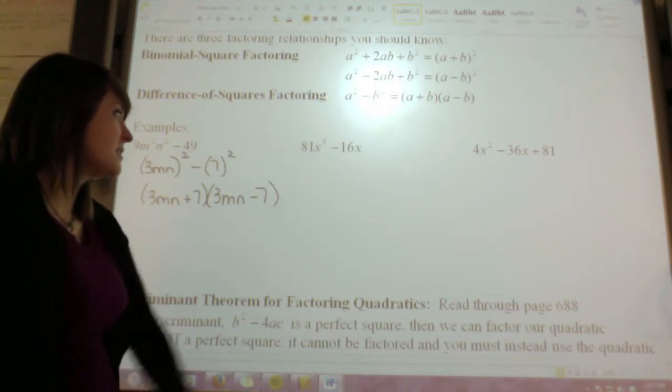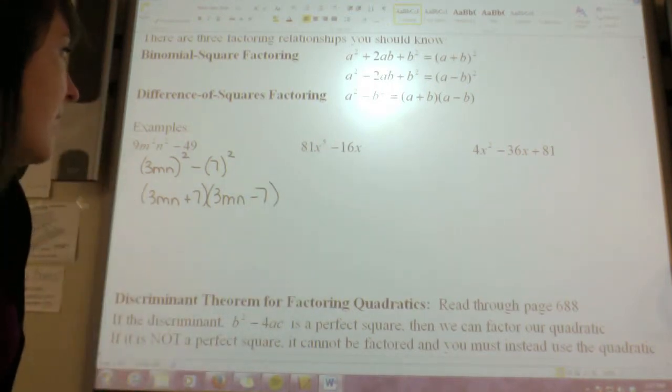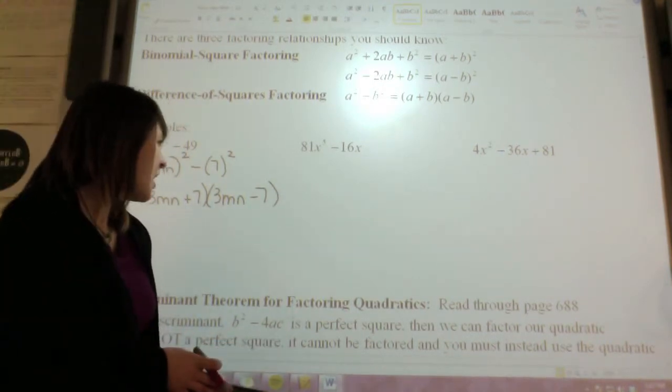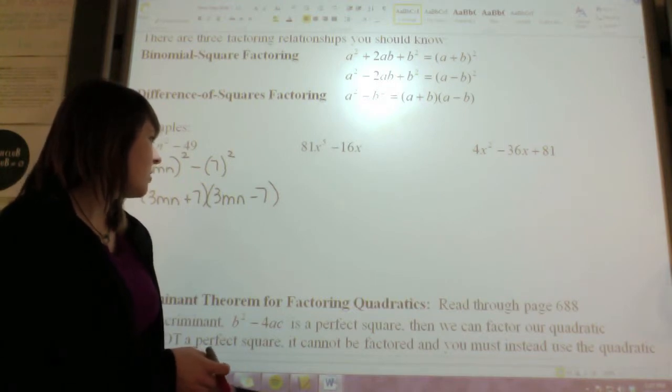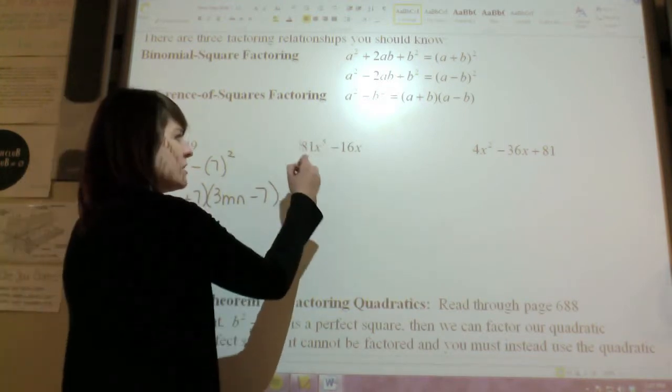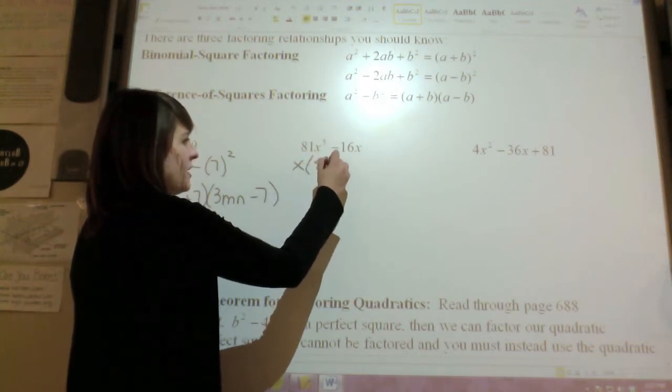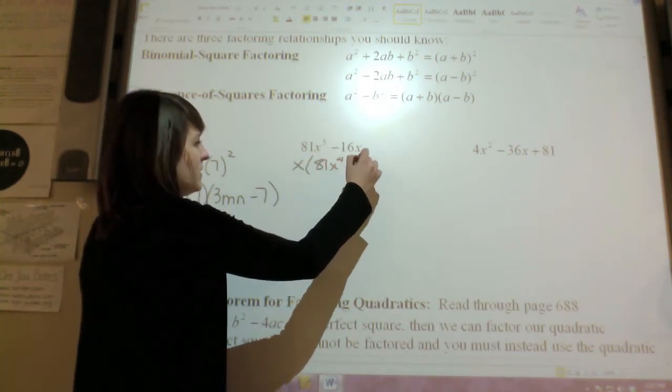And the answer is yes. I know for a fact that I can pull out an x. And I believe I might be able to pull out another number. No, I don't think I can. So I can at least pull out an x, and that leaves me with 81x to the 4th minus 16.